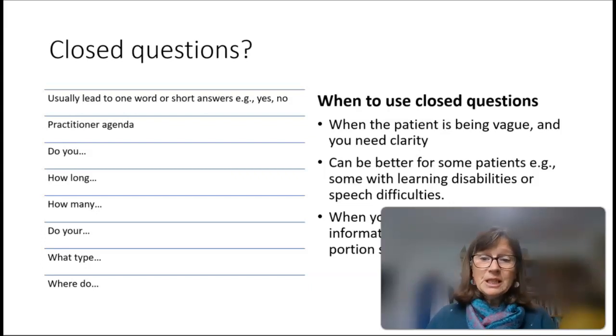How many sugars do you have in your tea? But they get very limited information. So you might find out how many sugars people have in their tea, but it doesn't tell you how many they have in coffee. So we're very much getting a bit of information that we want for our agenda. It's very much focused on what we want to know.